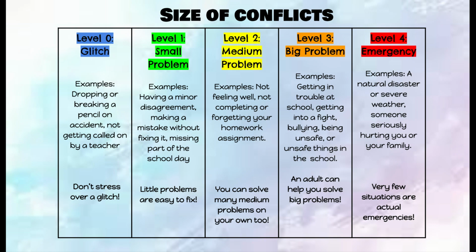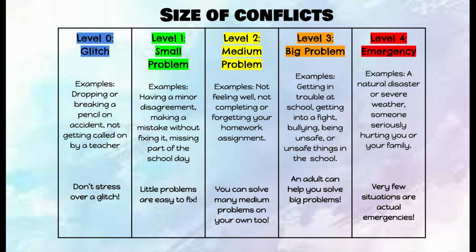Level 2 is a medium problem. Examples of this would be maybe you don't feel well at school, you're feeling sick, you didn't complete or you forgot your homework assignment. You can solve many medium problems on your own. A lot of times, your first thought might be, I need to get help from an adult for medium level 2 problems, and that's okay. But we want to build up the tools in our tool belt to be able to problem solve and fix our level 2 conflicts on our own.